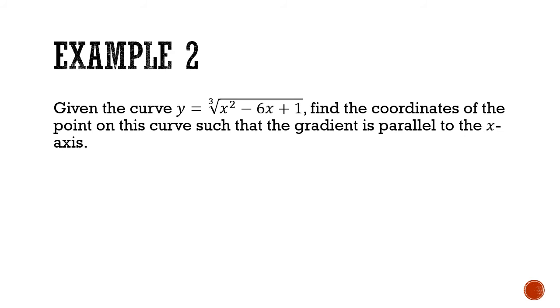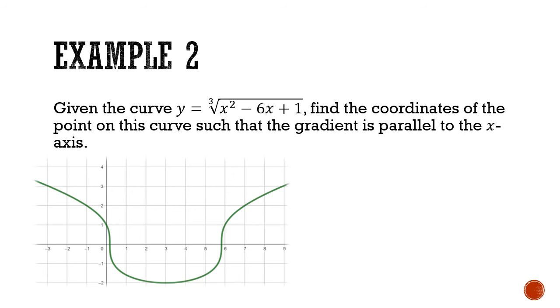Let's try to understand this problem and break it down. We have a curve here given by the equation, and we want to know where on this curve it is parallel to the x-axis. Now the x-axis is horizontal. That means that the gradient at that point would be 0.